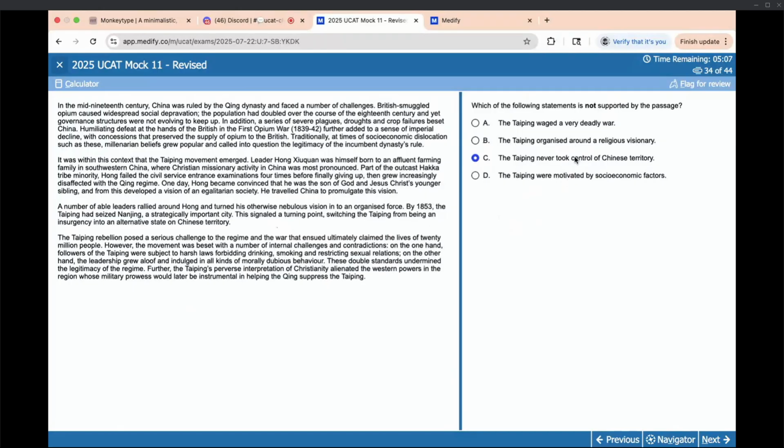Interpretation of Christianity. That's true. Socio-economic. That's true as well. I don't know about C, so I'll go with this one. Western nations. I think I read it here. Alienated the Western powers, who would later be used to suppress the Taiping. So, not that they intervened to defeat the Taiping.